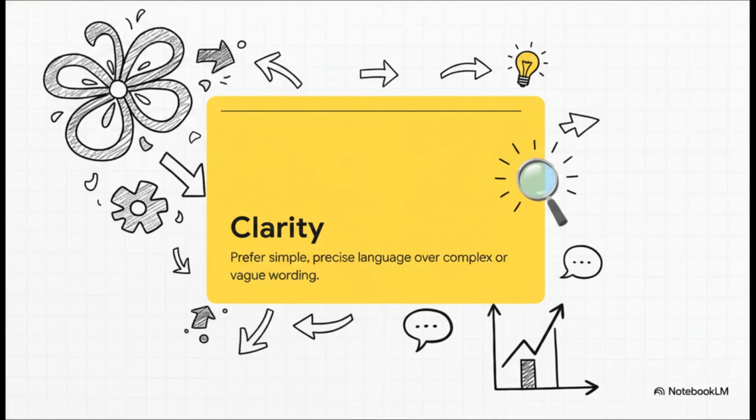And then, of course, clarity. AI absolutely loves to use big, flowery corporate language. It loves words like synergy and spearheaded. As the human in the loop, you have to strip away that generic AI fluff. Always prefer simple, precise language over complex or vague wording. The final output needs to sound like a real, highly competent professional, not a robot trying to sound smart.